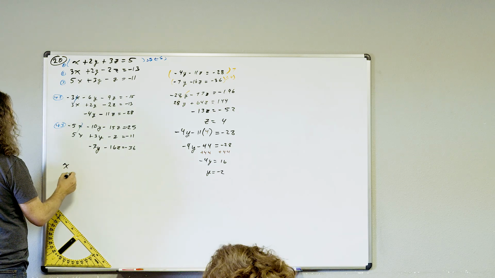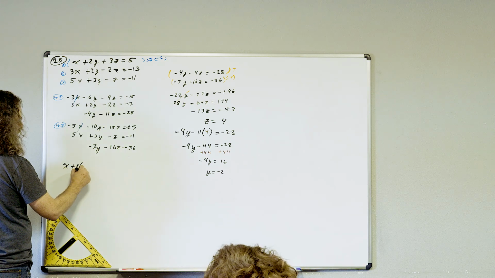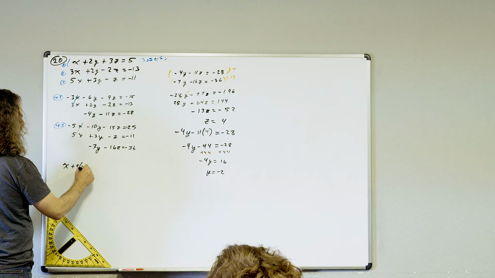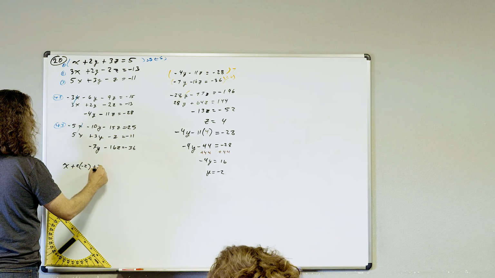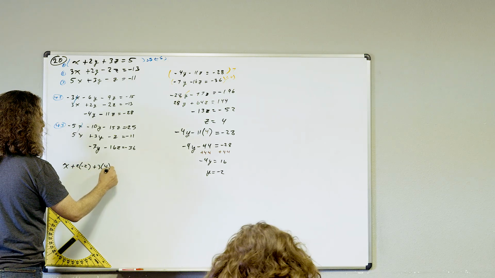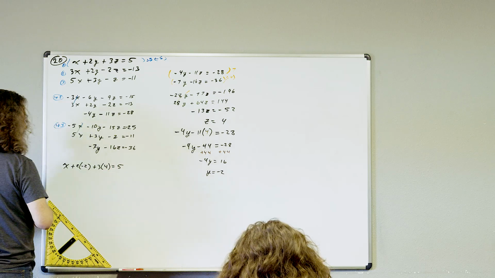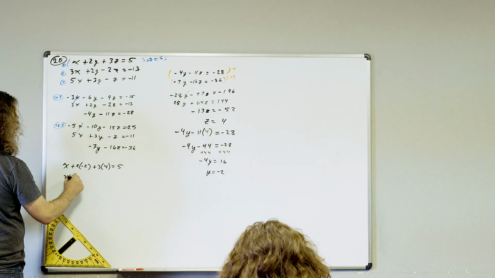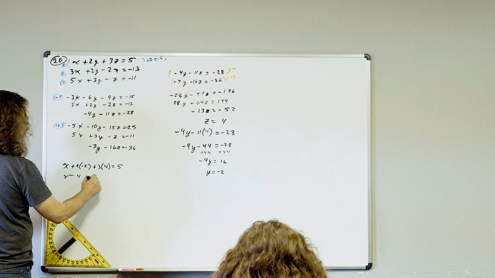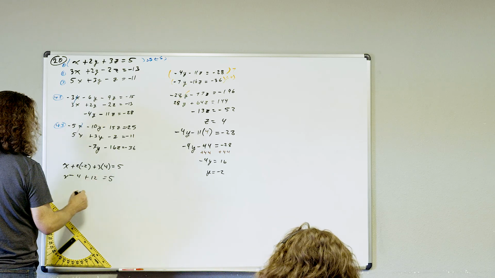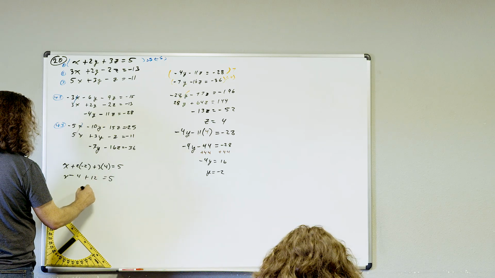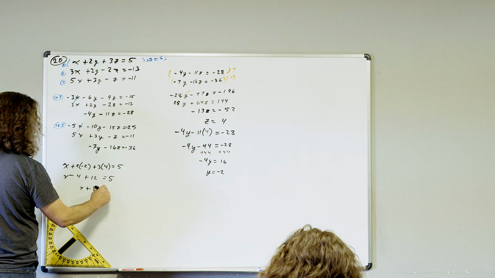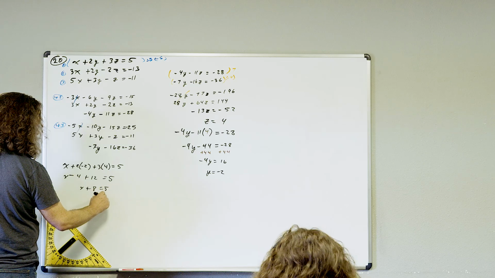We'll plug it into the first one, but you could do whatever. x times negative 2 plus 3 times 4 equals 5. So x minus 4 plus 12 equals 5. x plus 8 equals 5. So x equals negative 3.